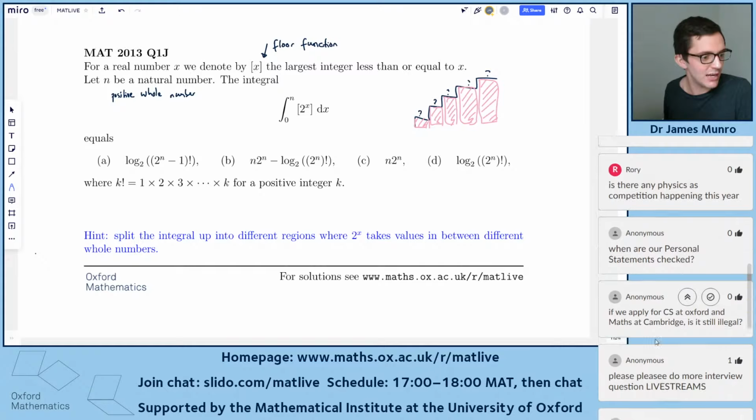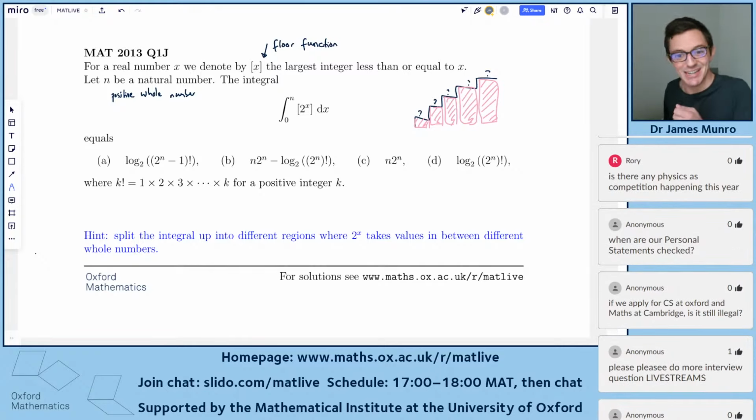Apply to CS at Oxford, maths in Cambridge, is it still illegal? Yeah, you can't apply to Oxford and Cambridge in the same year either.